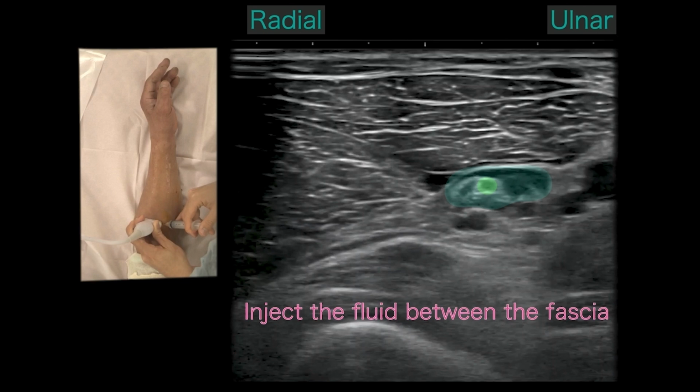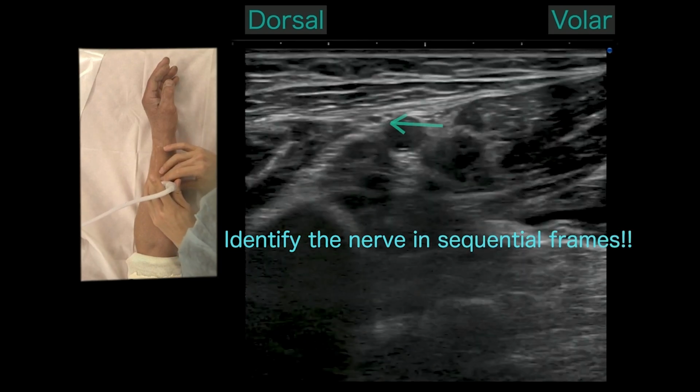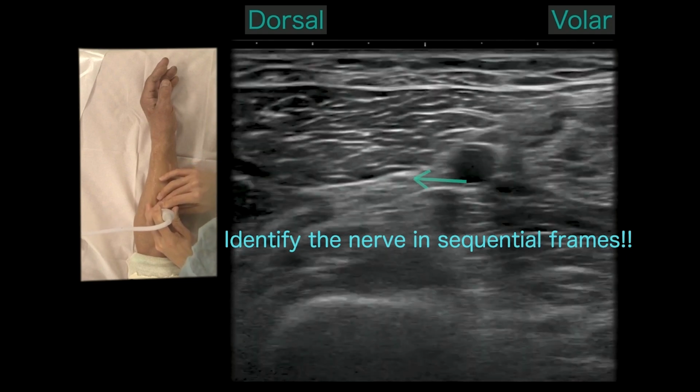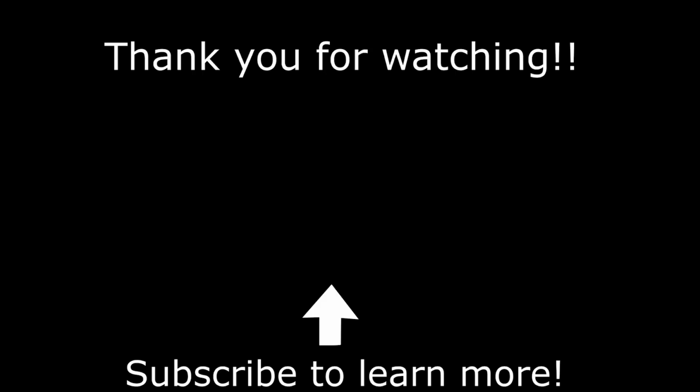That's all for this video. Remember, do not identify structures in a single static image. Always identify the nerve in sequential frames. Do not perform injections near the wrist. Even slight injury can cause severe, persistent pain, such as complex regional pain syndrome, CRPS. In another video, you can learn how to control the needle under ultrasound guidance.